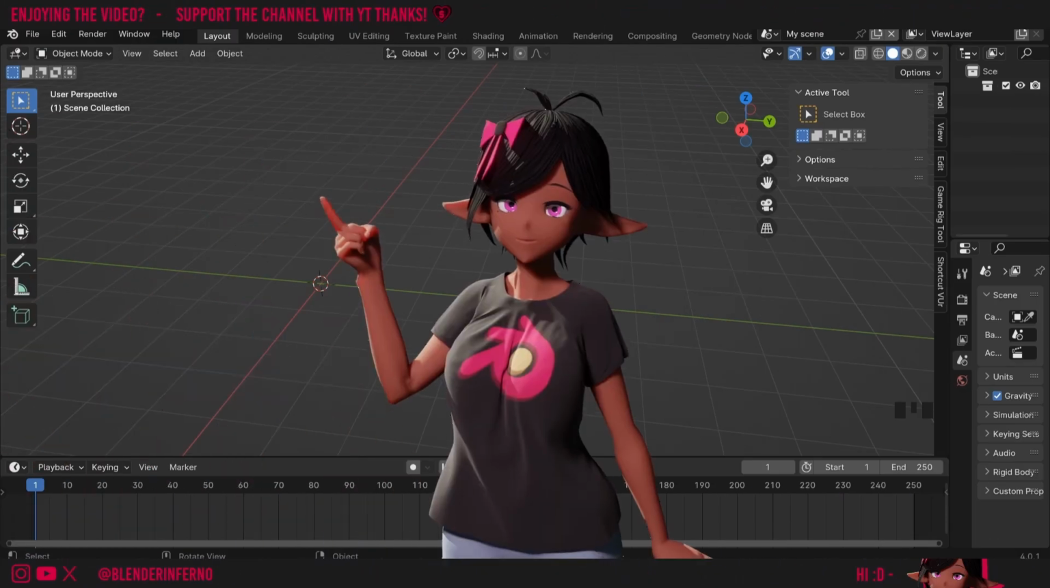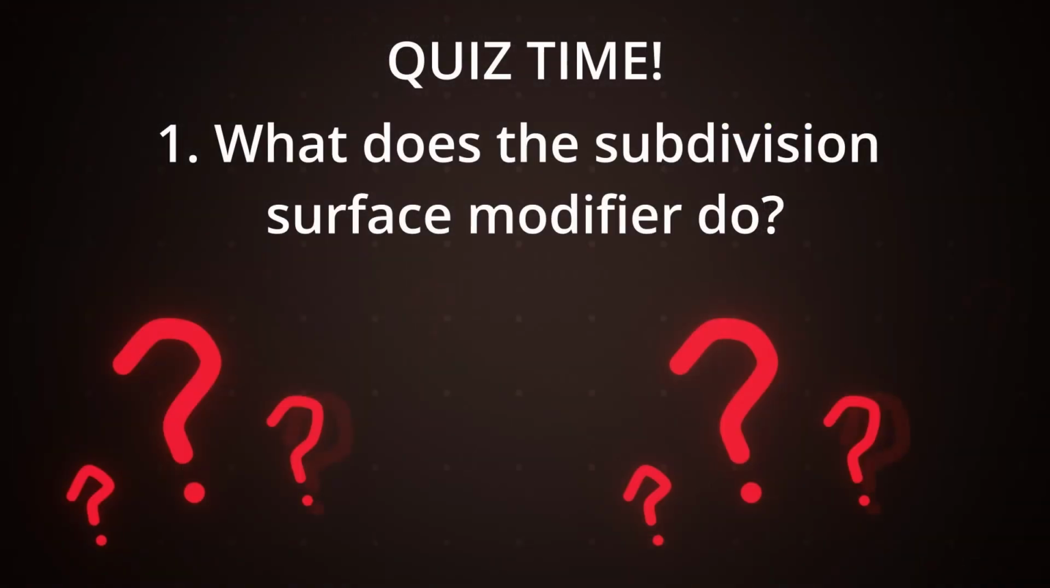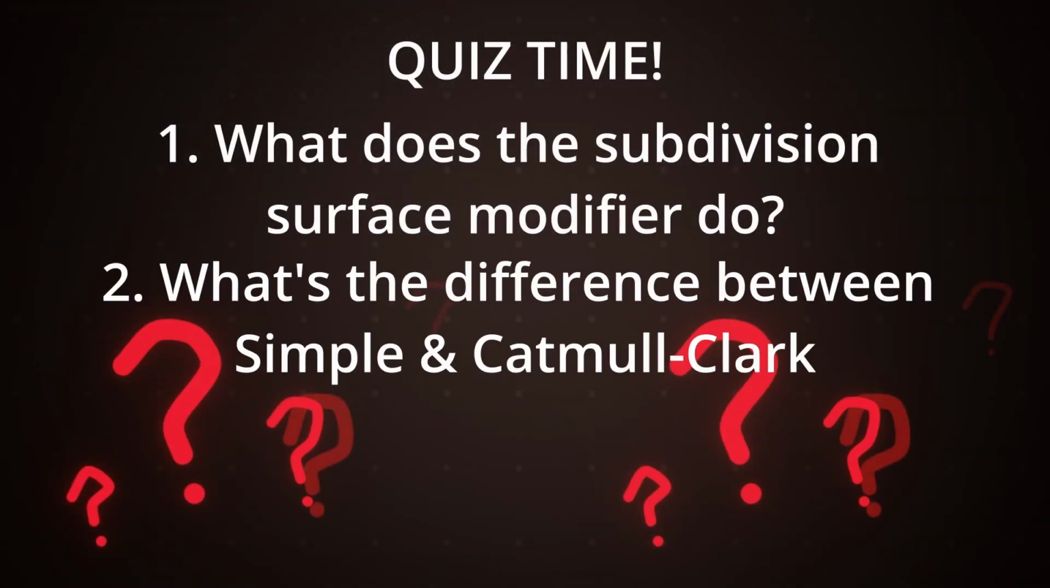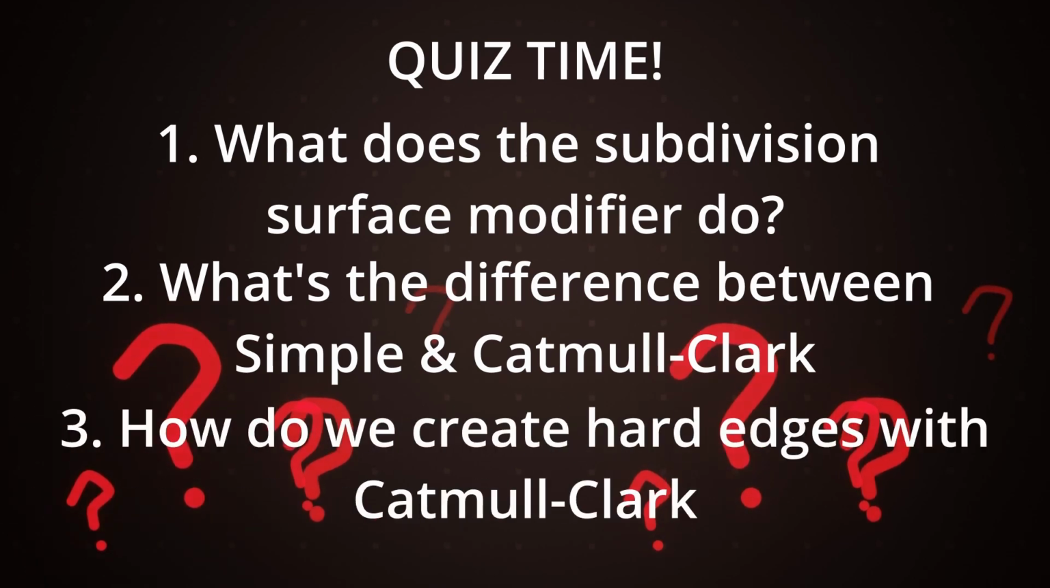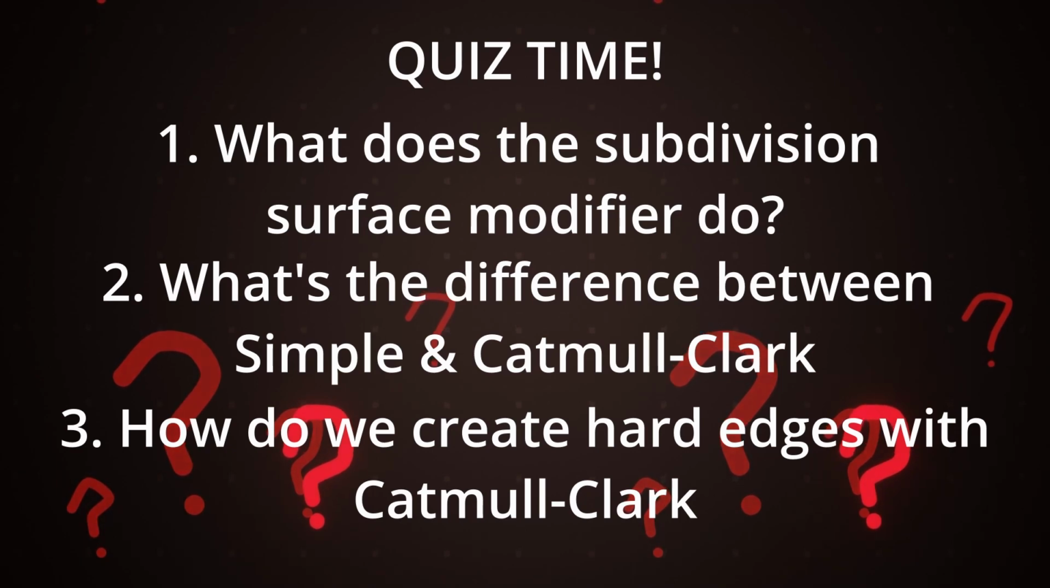Let's quickly recap what we've learned with a quiz. What fundamental thing does subdiv do? What's the difference between Catmull-clark and simple? Finally, how can we create hard edges with Catmull-clark? Pause the video, and when you're ready to hear the answers, you can press play again.